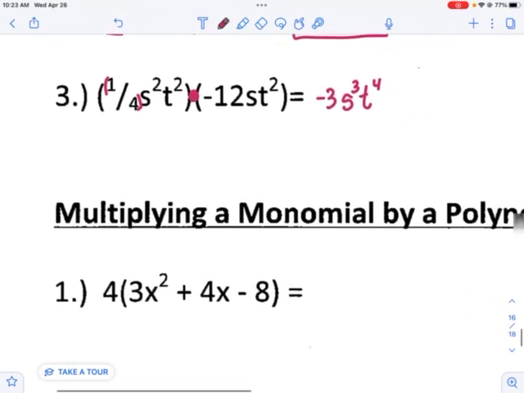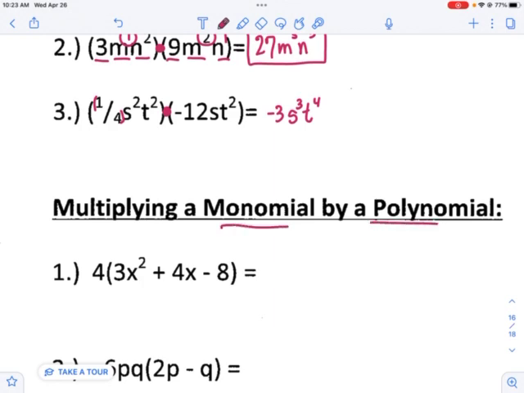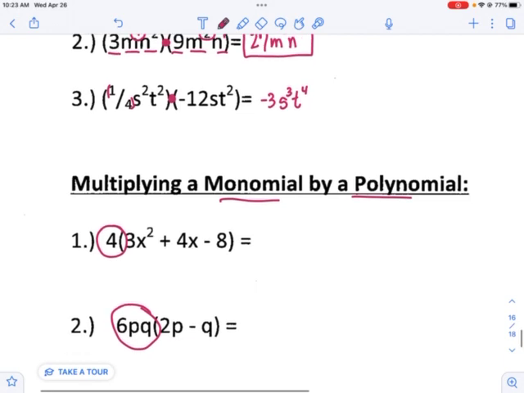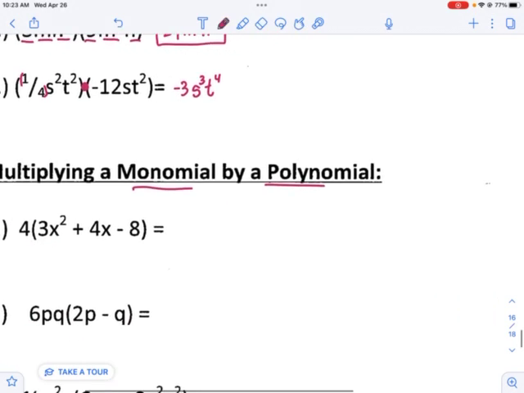All right, when we multiply a monomial times a polynomial, okay? So monomial, meaning one term, times a polynomial. In this case, we have a trinomial. In this case, we have a binomial, okay? We must think distribute.